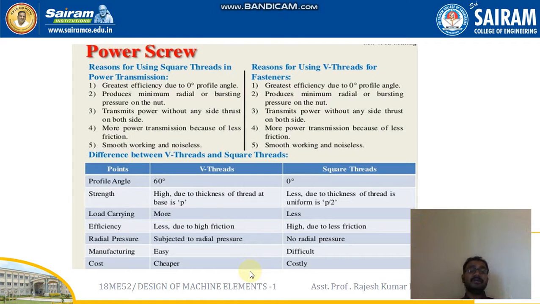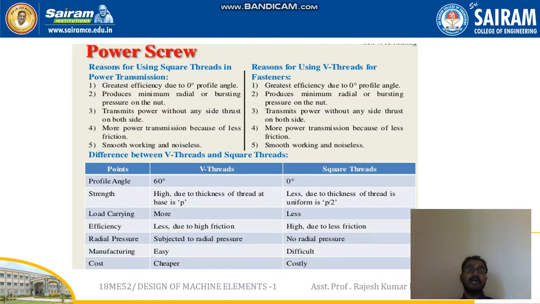And what is the difference between V threads and square threads? The profile angle, sorry, here it's not 0 degree, it is 60 degree. And moving to the strength, V thread is high due to the thickness of the thread, and the square thread is less because the thread thickness is P by 2. For load carrying capacity, V thread has more and square thread has less. Efficiency: V thread is less due to high friction, and square thread is high due to less friction. Among the four different threads, the one recommended for higher efficiency is the square thread.